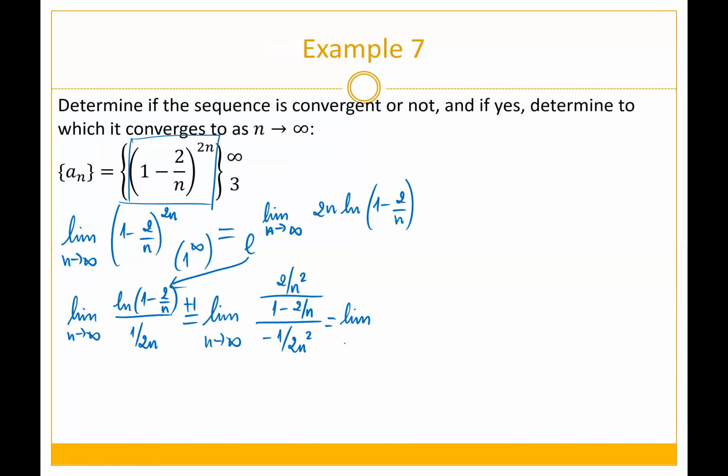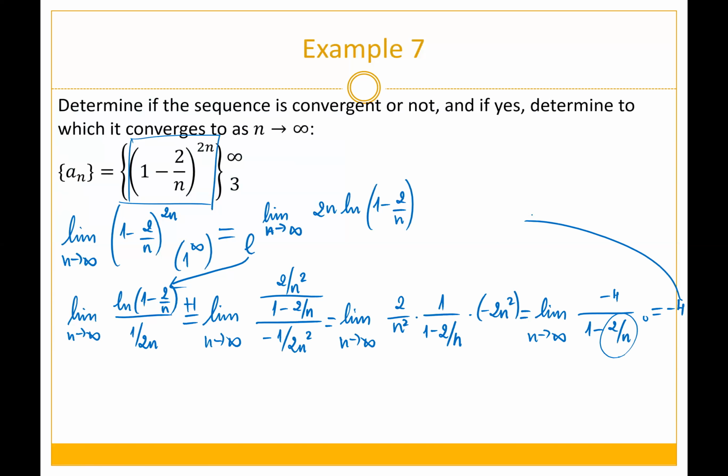So let's do some algebra here and make it easier to see what's going on. 2 over n squared, divided by 1 - 2/n, and then multiplied by negative 2n squared. So the n squared and n squared cancel out. What you have here is negative 4 divided by 1 - 2/n. Now things are easy because when you plug in n approaching infinity, this part is 0. So negative 4 over 1 is negative 4. When you put it back here, it's going to be e to the negative 4.